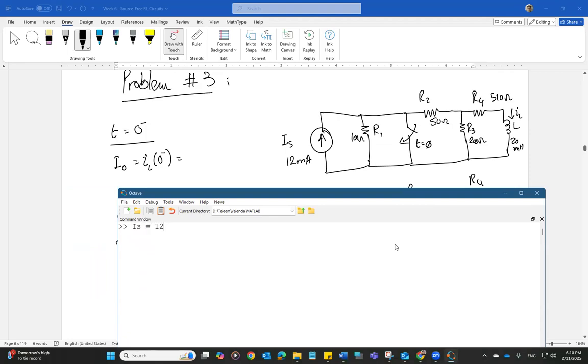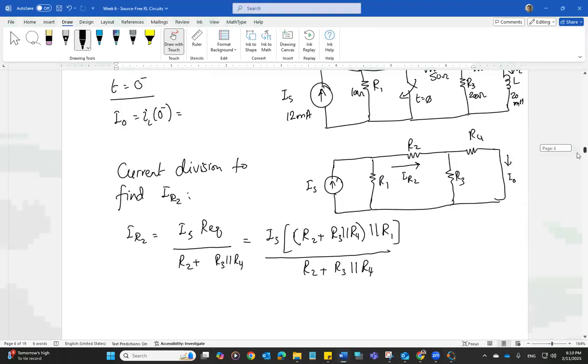So IS is 12 exponent negative 3. R1 is 100 ohms. R2 is 50 ohms. And R3 is 200 ohms. R4 is 510 ohms. And L is 20 millihenry. Okay, let's go down.